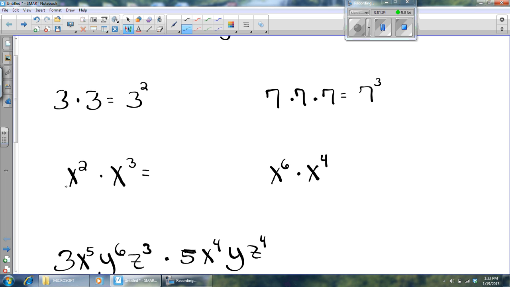Well, let me ask you this. What does x squared mean? Hopefully you know that it means x times x. And what does x cubed mean? Well, of course, then that would mean x times x times x, right? Well, how many x's are being multiplied together? Well, it looks like there's 5 of them, right? 1, 2, 3, 4, 5. So that would be x to the 5th.